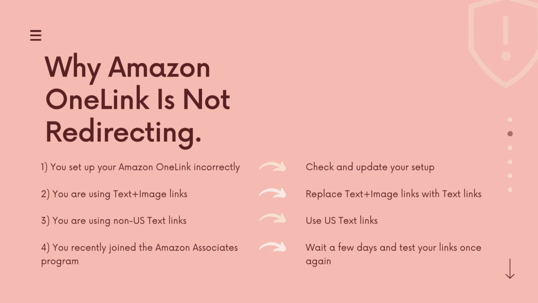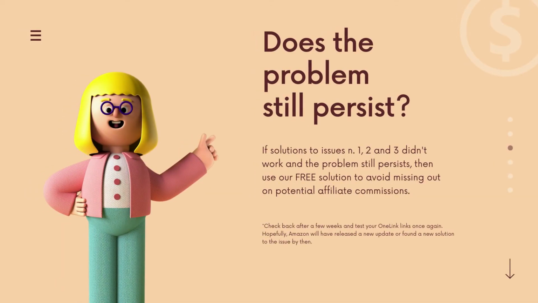There might be other unknown reasons why your Amazon OneLink is not working. If the problem still persists after trying our solutions, then stick around until the end of this video. We're about to go through a free workaround on how to make this work and avoid missing out on potential revenues. Okay. Let's get into it.